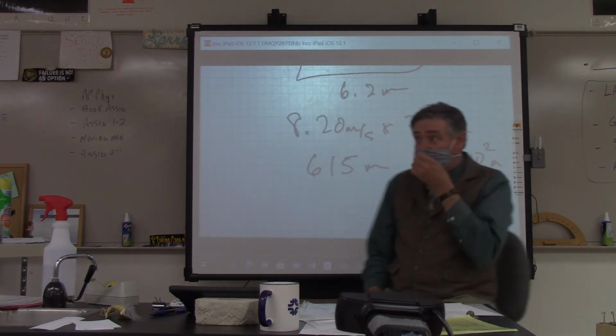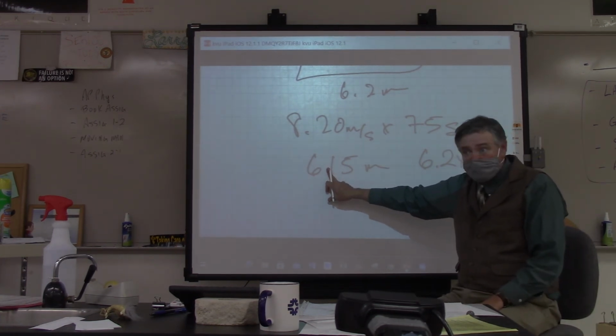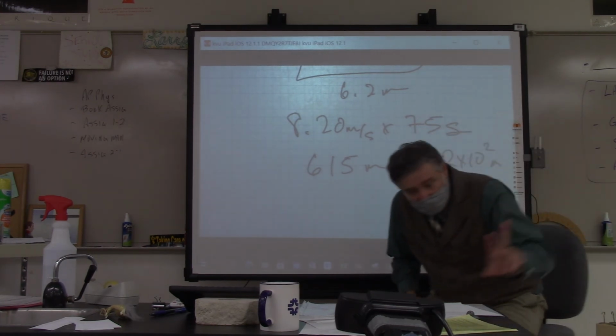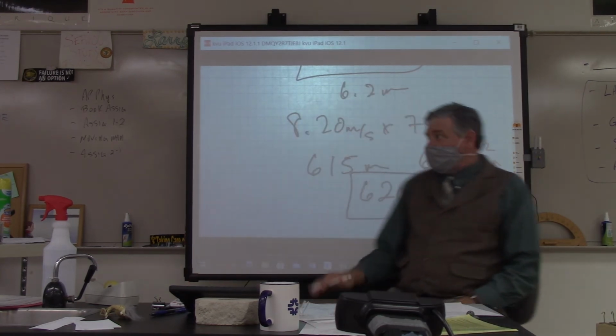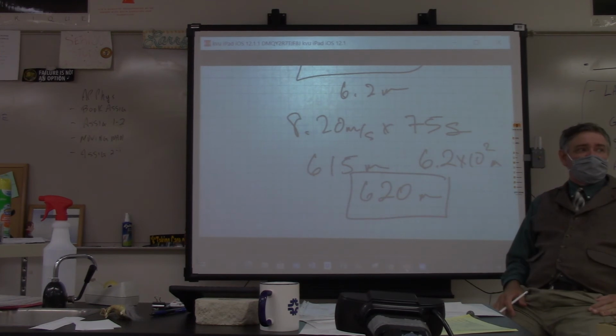Okay, that's cool, right? I moved my decimal place over 2 places, right? I'm going to round that up. You can do it that way. Could I do this? Could I just write it as 620 meters? Is this cool, writing it this way with 2 significant digits? Yes, it is.